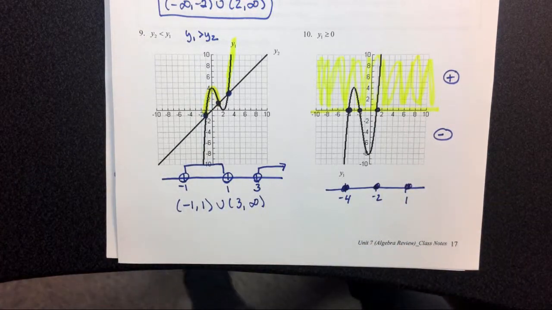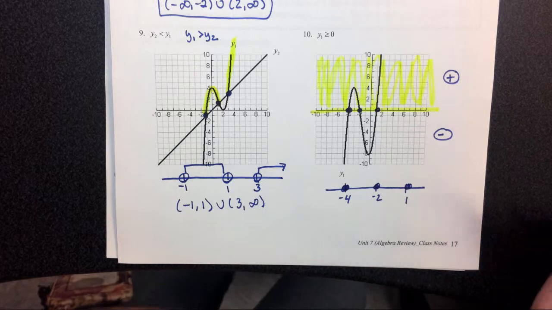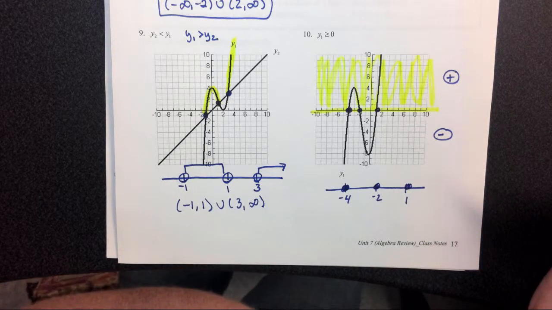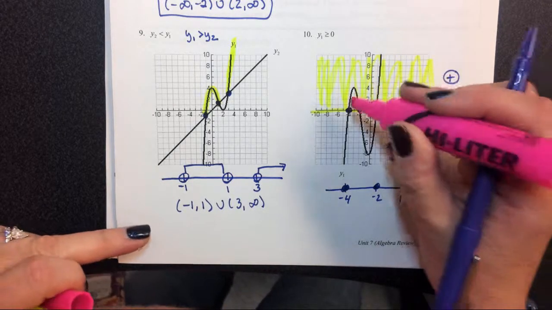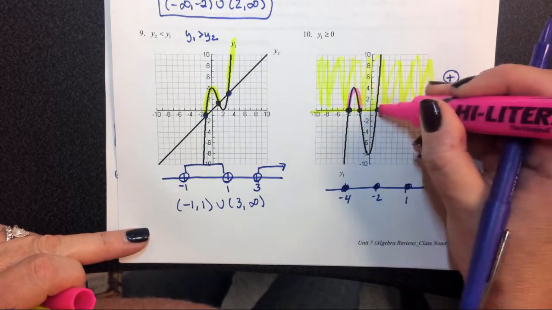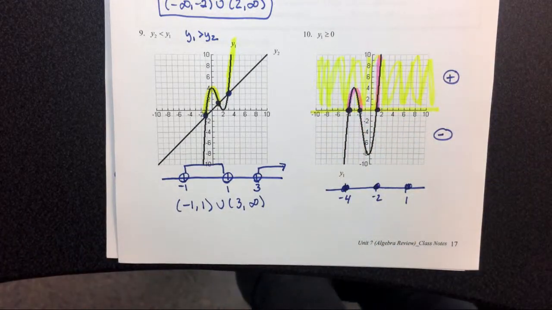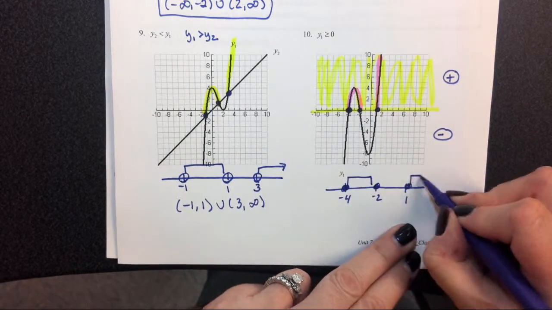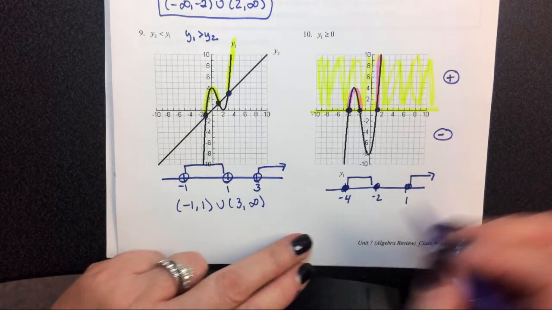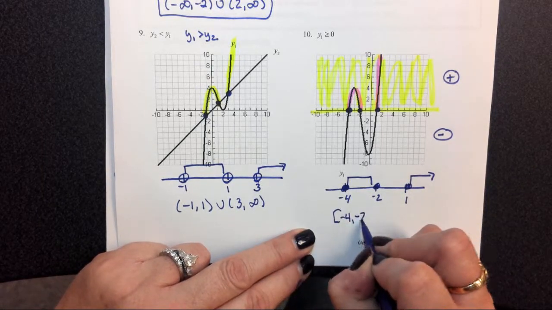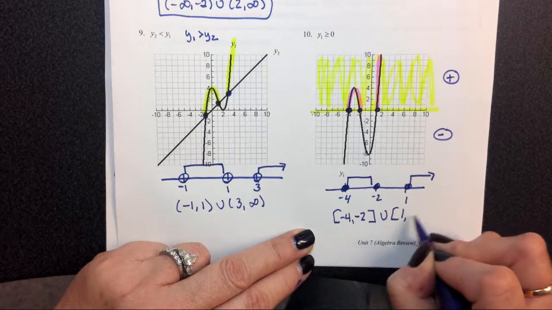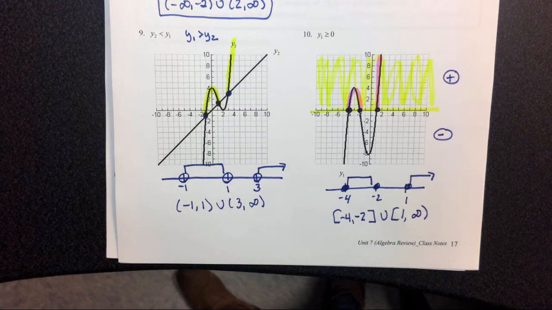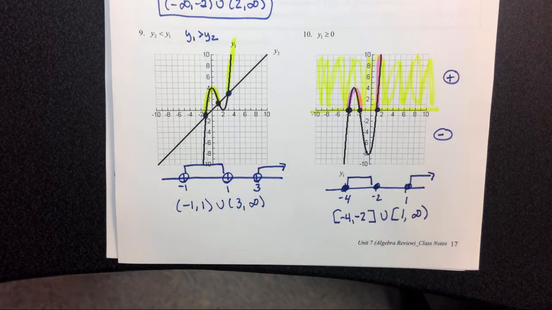So now you can see from my graph, where is y1 greater than 0? Where is y1 above the x-axis? Well, it's from here to here and right here. So it's going to be from -4 to -2, and where else? 1 to infinity. So we have -4 to -2, bracket 1 to infinity. It's so much easier than the equation.